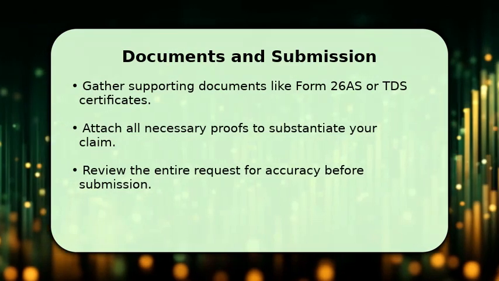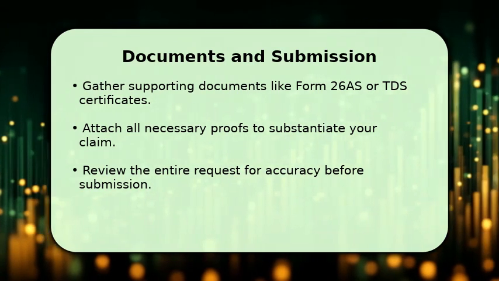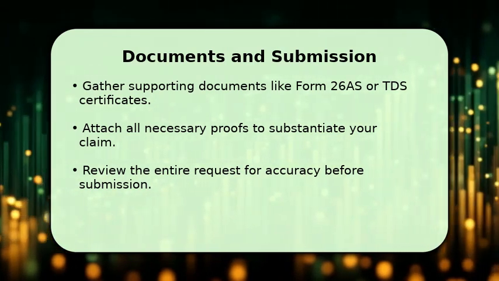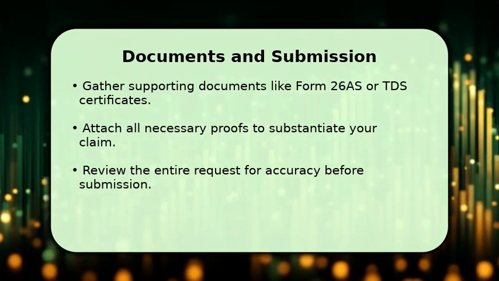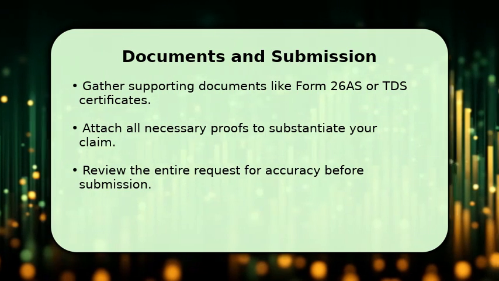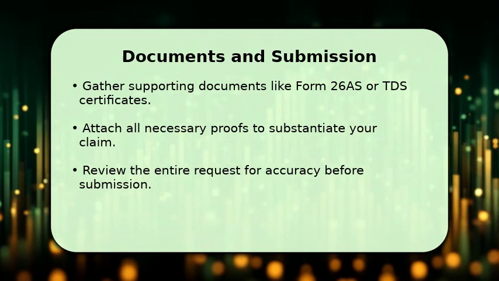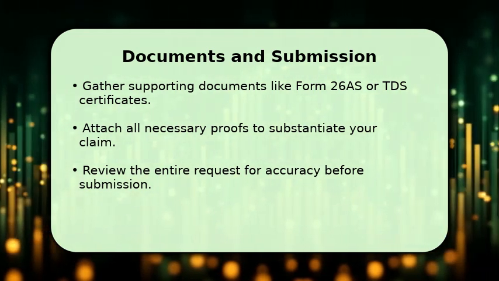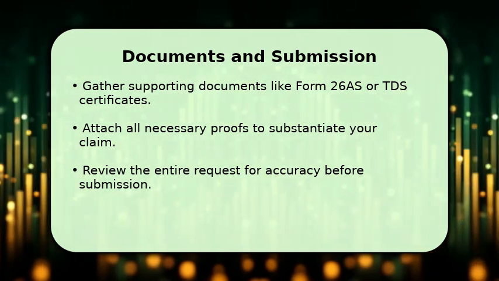Next, gather all necessary supporting documents. These typically include your Form 26AS, tax deducted at source certificates, or any other relevant proofs that validate your correct tax credit claim. It's vital to attach these documents electronically to your rectification request. Before final submission, meticulously review all the information you've entered to ensure absolute accuracy. Once confident, submit your request through the online portal.